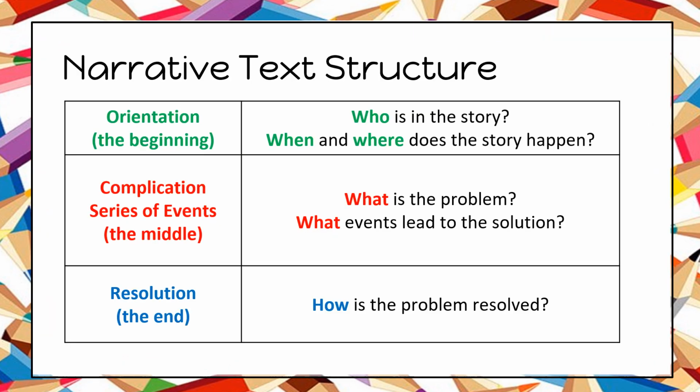Before we start, I just want to go back and review what we know about the structure of a narrative. A narrative always has 3 main parts: the orientation, which is the beginning, and that tells the reader who's in the story, when and where does the story happen. Then comes the really good part, complication. This is the really interesting part. And in the complication, they tell the reader what the problem is and what events lead up to the solution. And then finally, the reader is told the resolution, how the problem is solved.